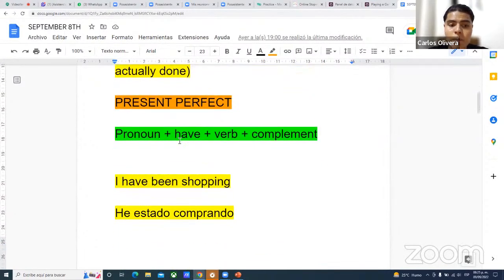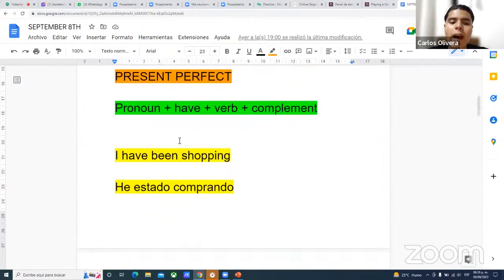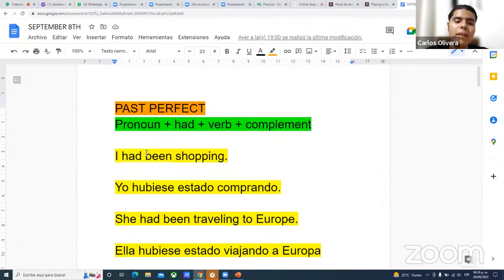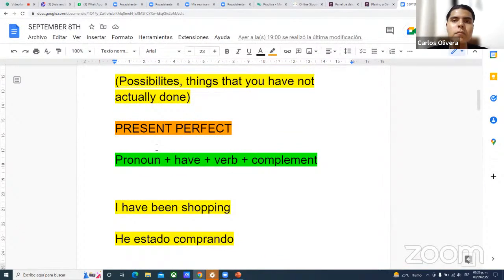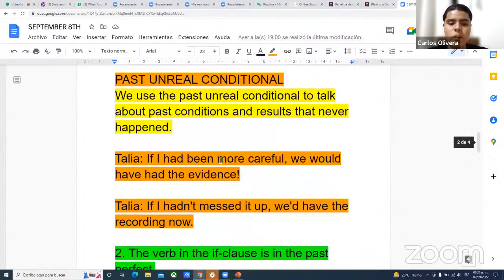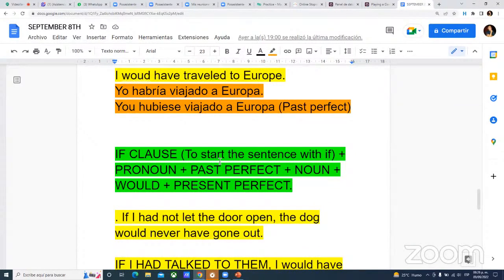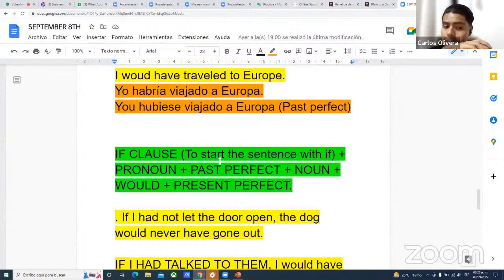And we also have the present perfect, which is have, right? I have been shopping, he estado comprando. When we talked about past perfect, we are talking about possibilities, things that could have been. But in the case of present perfect, we're talking about things that indeed were, okay? So now, let's come back to the structure. So it's an if clause. Later, we have a pronoun. We have a past perfect plus noun plus would.